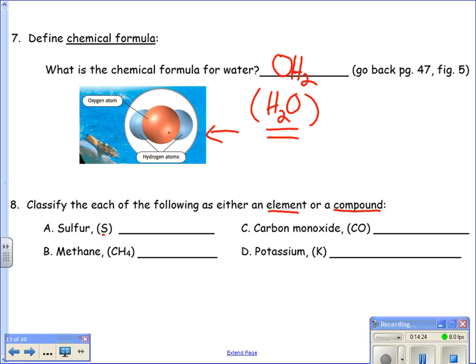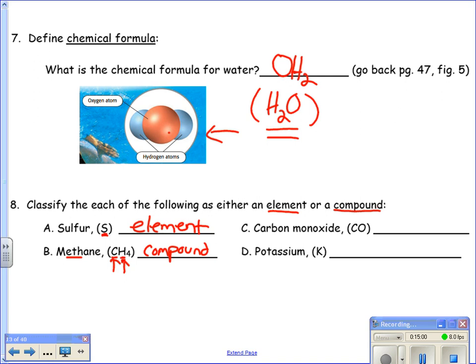Sulfur, capital S. If there's only 1 capital letter, that means that that is actually an element. It's the chemical symbol for the element sulfur. Methane, we have 2 capital letters here. So now we know that we have a molecule or a compound made up of carbon and hydrogen. So this is a compound.